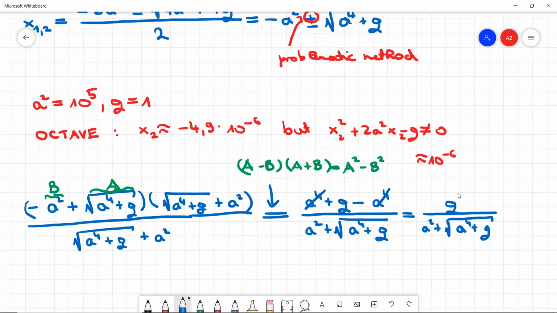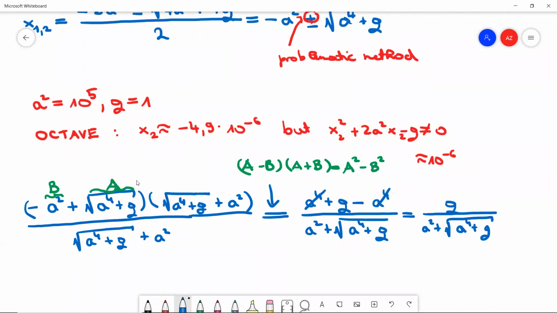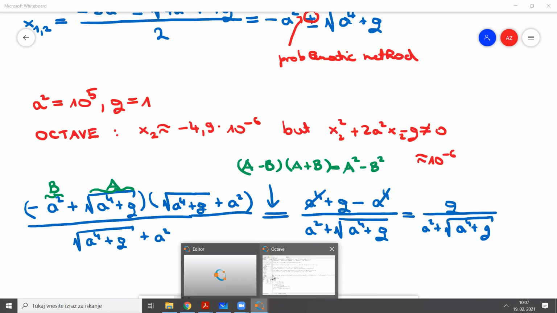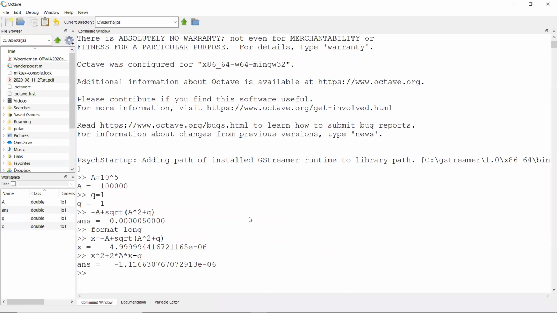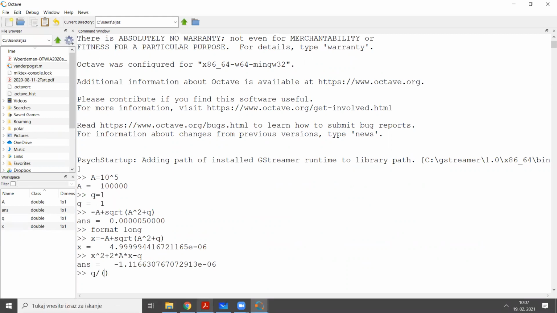And let's check on our example, where a squared is 10 to the power of 5 and q is 1. Let's check with Octave that we really get a better solution. And then we will do a 15 minute break. So our a is the same, q is the same. And now we use this formula: q over, and we had, let me check, a plus square root of a squared plus q. And this is our x.